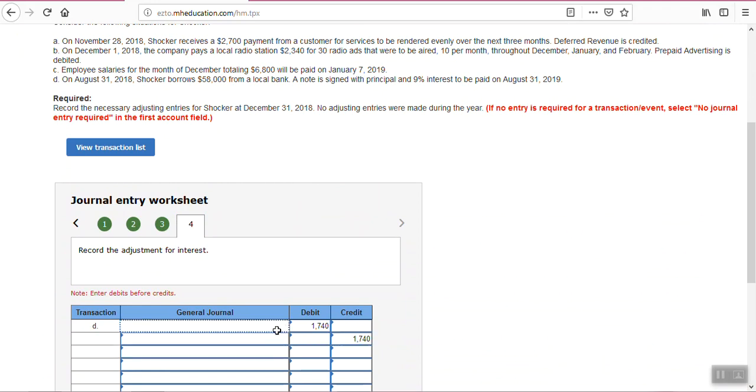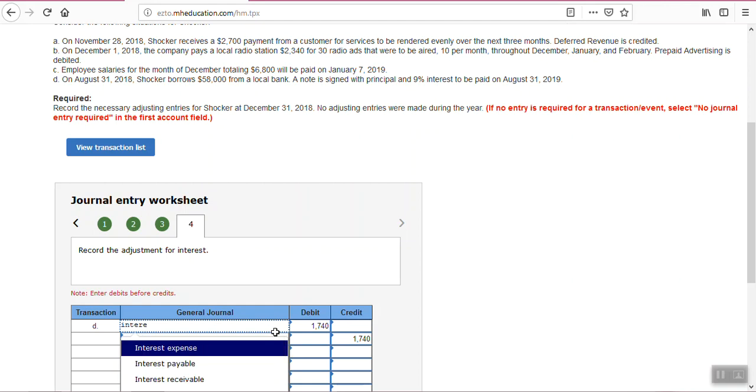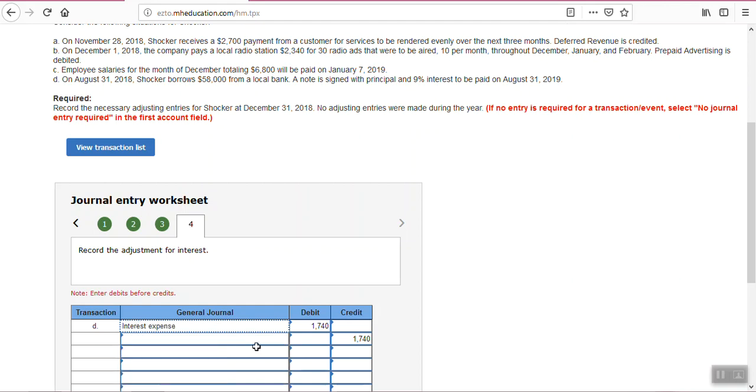And because we have had this loan outstanding for 4 months, we owe 4 months of interest. That's an expense that we're not going to get back. If we paid the loan off today, we would still have to pay at least 4 months of interest. So that is an expense. So we're going to find interest expense. And since we haven't paid it yet, it is a payable. Whoops. And it would be interest payable.